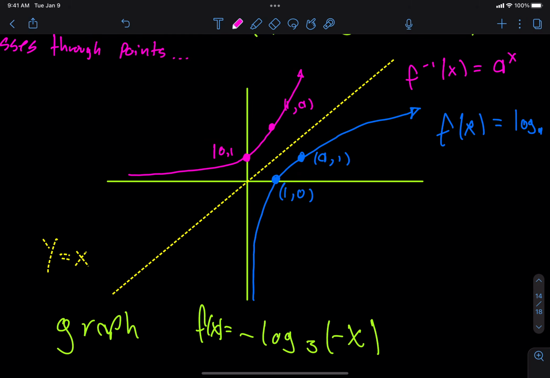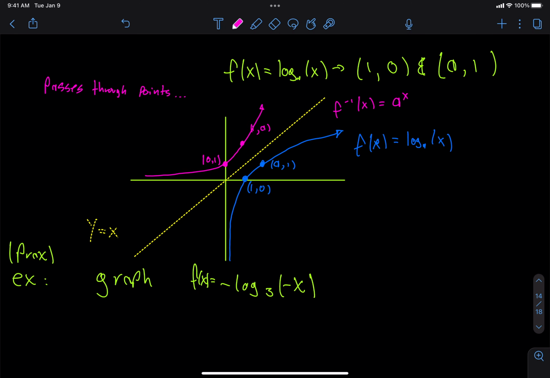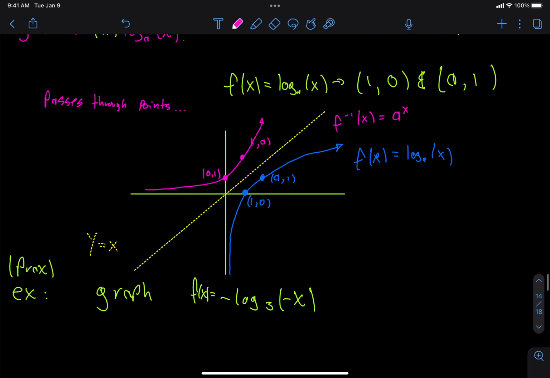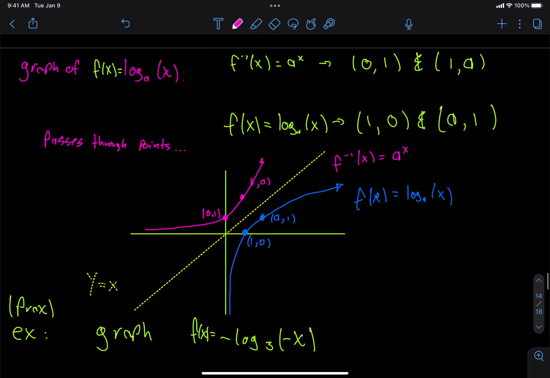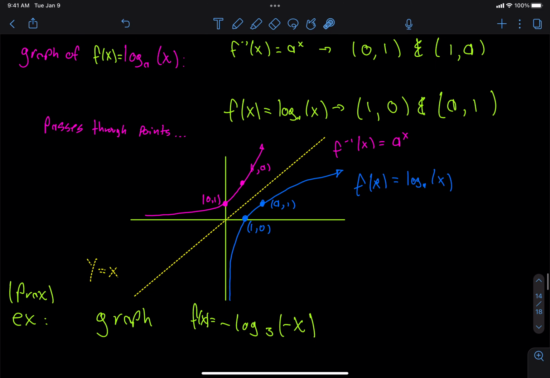I forgot to put in parentheses here. Okay, so this is how we get the graph of the logarithm. So all the logarithm functions are going to look something like this, right? And you can see that we have a vertical asymptote, right? Why do we have a vertical asymptote? Well, we have a vertical asymptote because the inverse function has a horizontal asymptote. And this vertical asymptote reflects the domain of the logarithm, right?